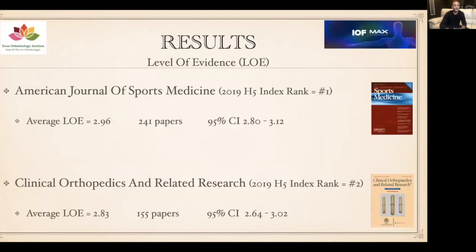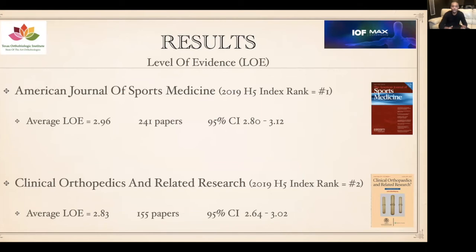And so these are the results. Starting with the American Journal of Sports Medicine, which was the #1 ranked journal in 2019, we looked at 241 papers over those 13 months. The average level of evidence was 2.96, so just under 3. And you can see the 95% confidence interval was pretty tight, ranging from 2.8 to 3.12.